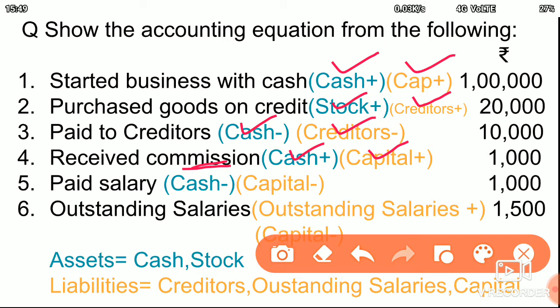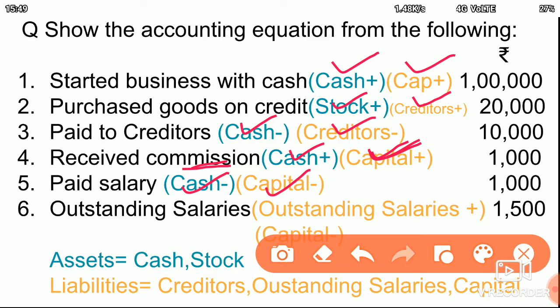So here commission is an income account, so we will increase the capital account, so the other account will be the capital account. Next we have number 5, paid salary. So the business is paying salary in the form of cash, so cash has been paid here, that means one will be cash account. On the other hand, salary is an expense account, so we cannot show it in our accounting equation directly, so indirectly we will adjust this with the capital account by decreasing the capital account.